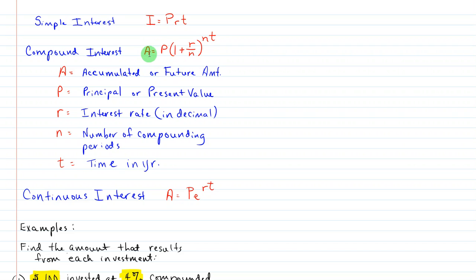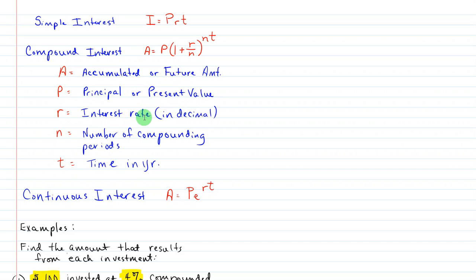The formula is A equals P parentheses 1 plus R over N parentheses raised to the NT. Let's talk about what those pieces mean. A is the accumulated or future amount. It's how much money you end up with after your money earns its interest. P is the principal or present value. That's how much money you put in the bank to start with.